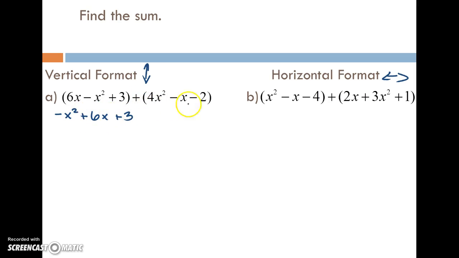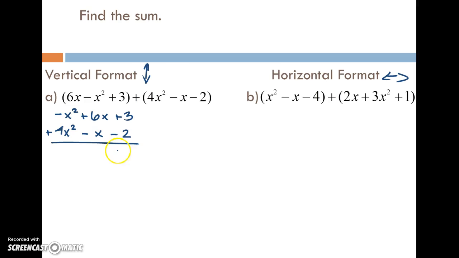For vertical format, I'm going to align the like terms underneath their common parts. So this 4x squared goes under this x squared term. Minus x minus 2 goes right there. Now, because this was positive, I'm going to put a plus sign there. It looks a lot more like when you very first started to learn how to add. So you just combine like terms going up and down.